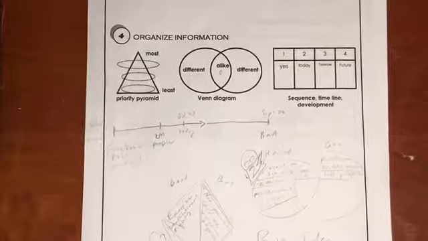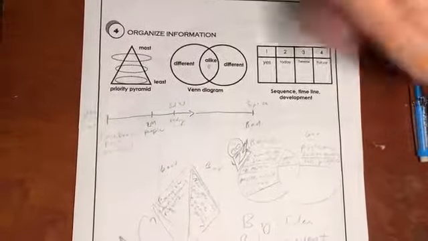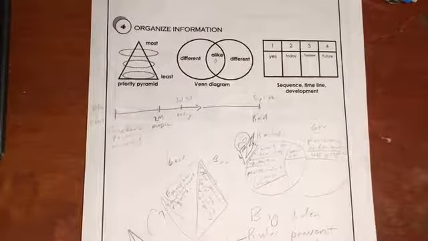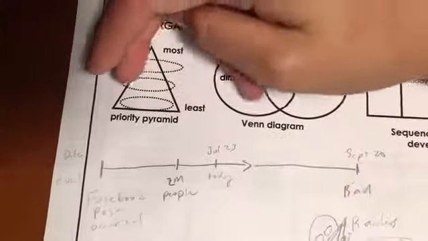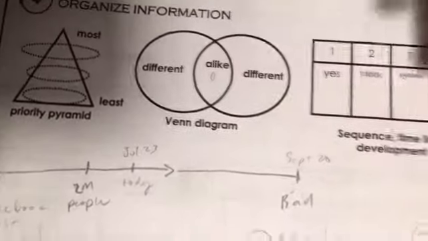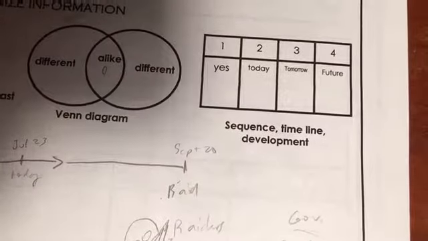At this point, it was pretty late in the day. The part 4 is organizing your information. He gives us 3 examples of how to organize your information, though of course there are many other ways to do that. The first example is to make a kind of, Miss Cox, you would understand this, a trophic level pyramid or a priority pyramid. You could obviously make Venn diagrams, sequences, timelines.